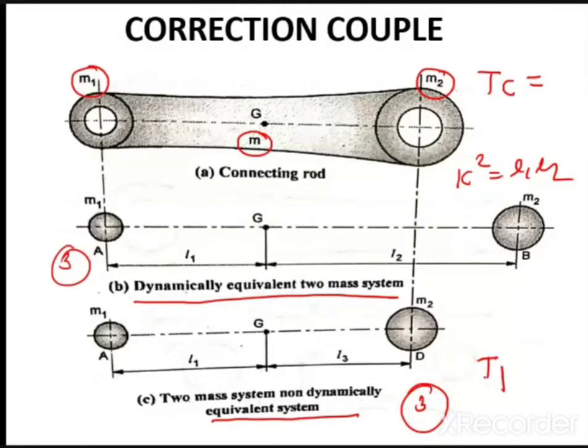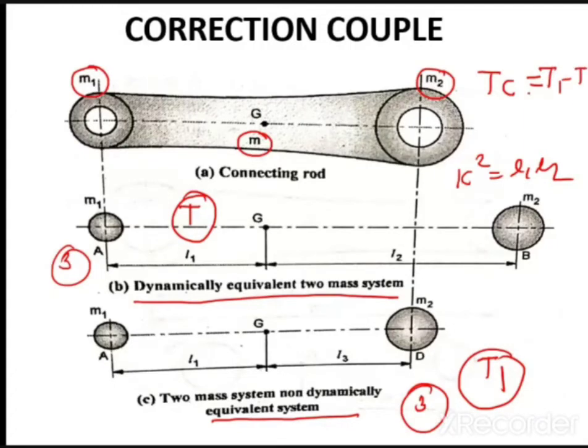The torque required to accelerate. Accelerate means what? There are reciprocating components, so you have to apply some acceleration. So the masses will get accelerated, and because of it inertia forces are generated. In the non-dynamically equivalent system, the torque required to accelerate the system is T1, and the torque required to accelerate the dynamically equivalent system is T. So this correction couple is the difference between T1 and T2.